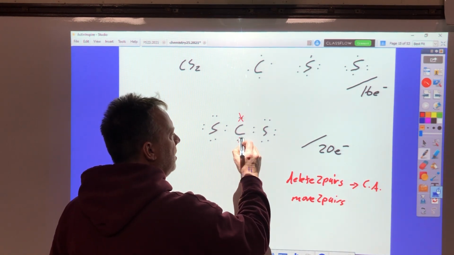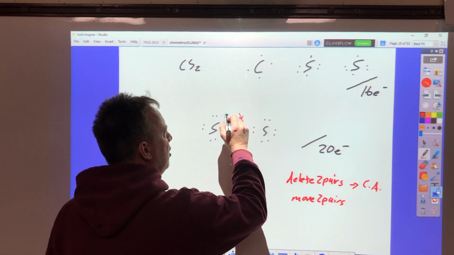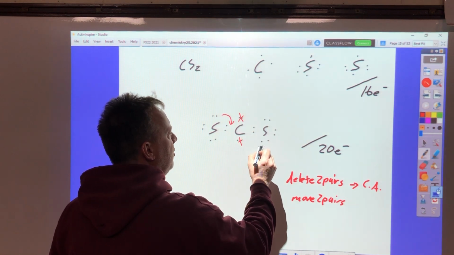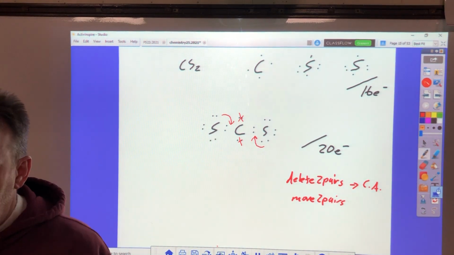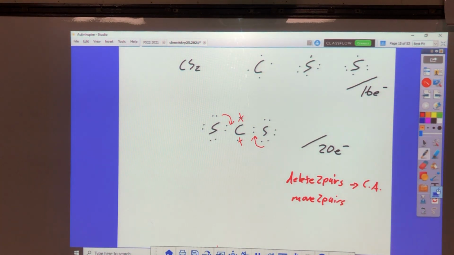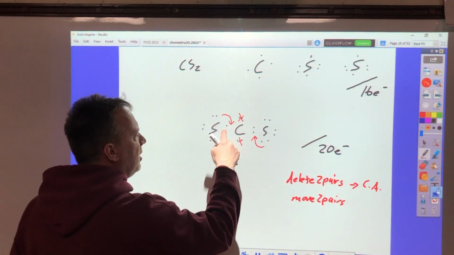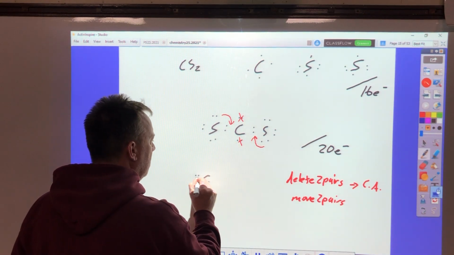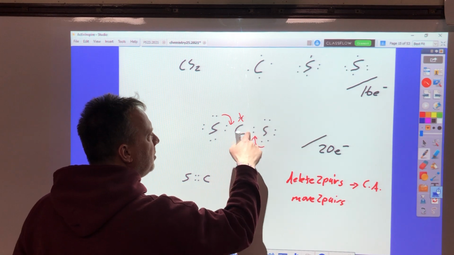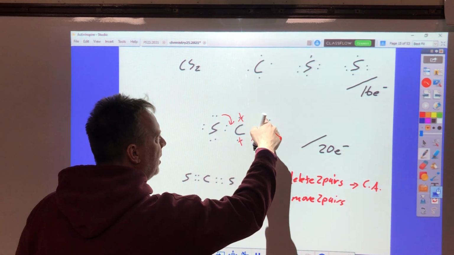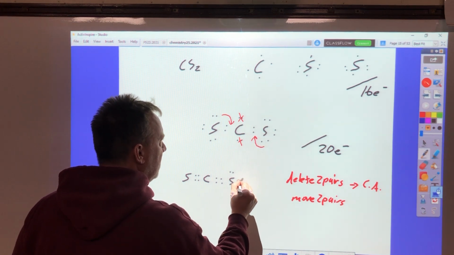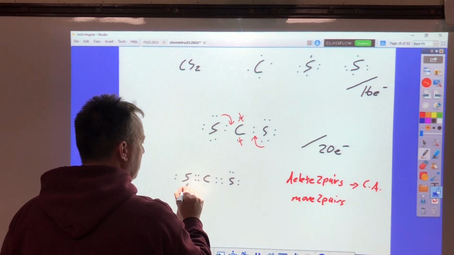Delete that pair, and let's move this pair and move this pair. Could you move 2 pairs from one side? Yeah, actually you can, but let's keep it symmetrical here. When you're done doing that, you have this pair and this pair between sulfur and carbon, and this pair between sulfur and carbon, and this pair left, and this pair left, and this pair left, and this pair left.